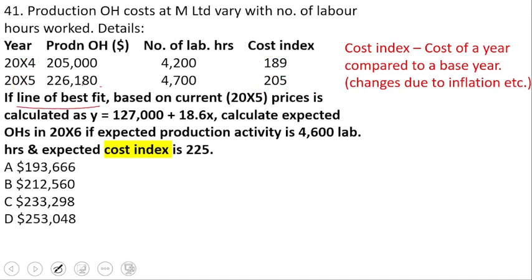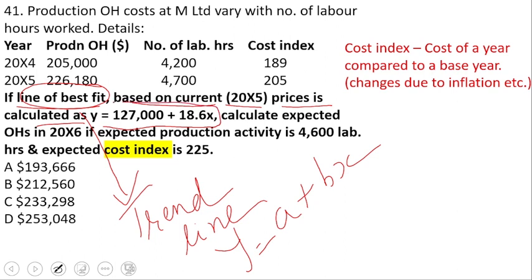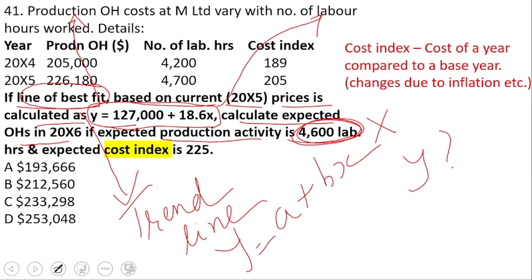The line of best fit is nothing but the trend line, which is always in the form of y is equal to a plus bx. Based on current, that is 2005 prices, it is calculated as, so here is the trend line, y is equal to 127,000 plus 18.66x. What did I say y was? Y is the dependent variable, or the production overheads, and x is the independent variable, or the number of labor hours worked. So calculate expected overheads in 2006. If expected production activity is 4,600 labor hours, so they have given the value of x. You have to find out the value of y.